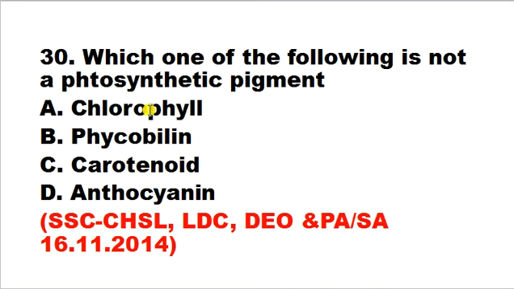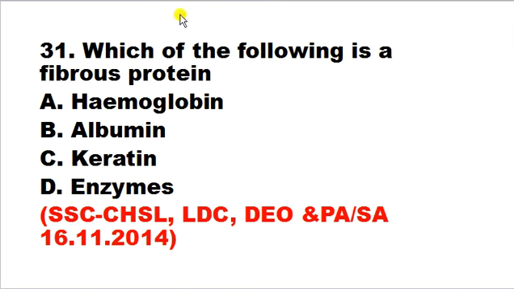Which one of the following is not a photosynthetic pigment? Chlorophyll, phycobilin, carotenoid, anthocyanin. So there are 3 basic classes of photosynthetic pigment: chlorophyll, that is green pigment; carotenoid, usually red orange; and phycobilin, water soluble pigment found in the cytoplasm. But anthocyanin is not a photosynthetic pigment. It doesn't play any role in photosynthesis.